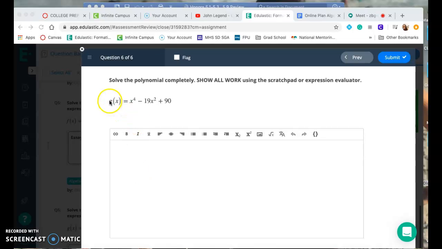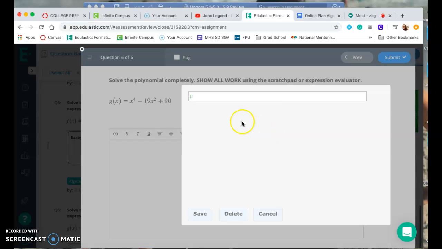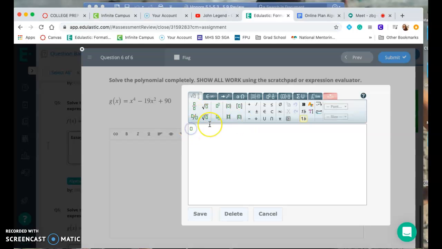So let's say you had to factor the expression g of x equals x to the fourth minus 19x squared plus 90. What you're going to do is click on this expression evaluator, and type your work in here. The first step I would do is make sure you use the exponent, and set this equal to 0. Okay, and then I'm going to hit enter.